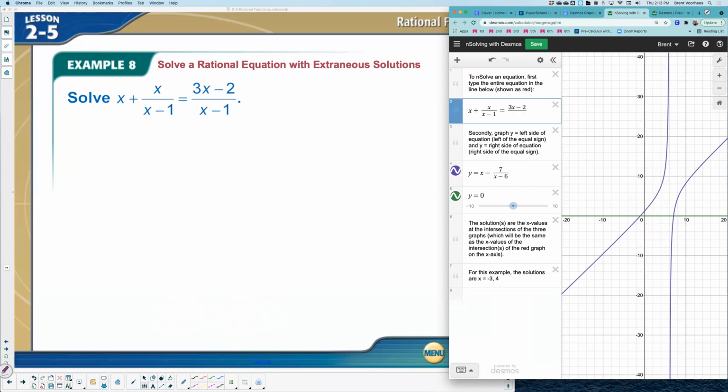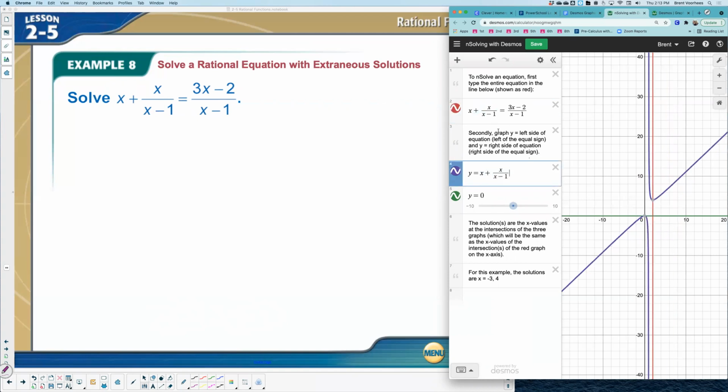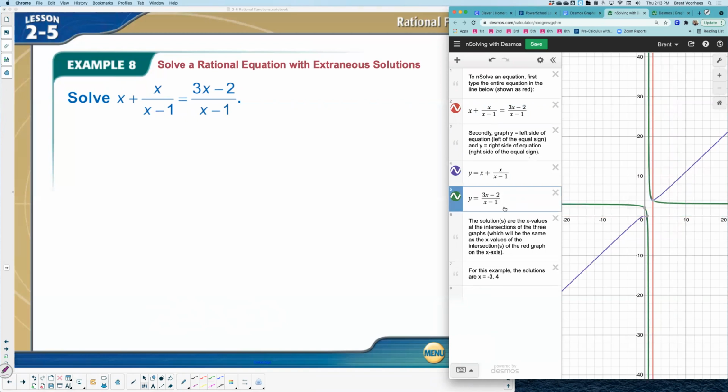Forgot to do the division. There we go, division. x minus 1. I'm going to copy the left side. I'm going to highlight it, hold down Control, press C, and I'll paste it right there by holding down Control and pressing V. And I'll do the same for the right side of the equation, the right side of the equal sign. I'll hold down Control, press C to copy. Over here, I'll hold down Control, press V to paste.